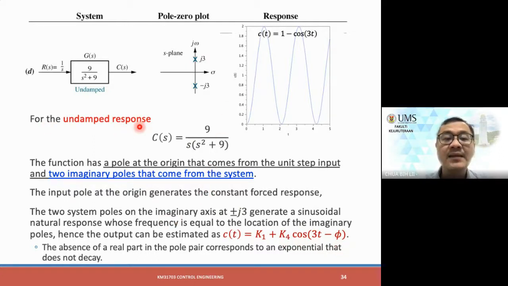So remember, there are two complex poles that do not have real parts. In other words, the complex poles lie along the imaginary axis. So it is on the j omega axis now. When you see this particular pattern, you expect this system to be undamped. It will never damp out.